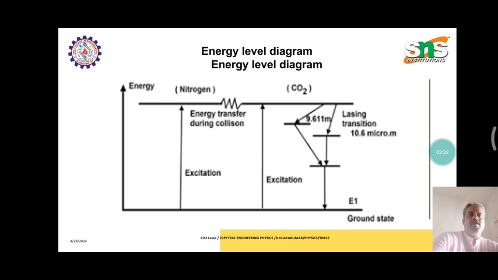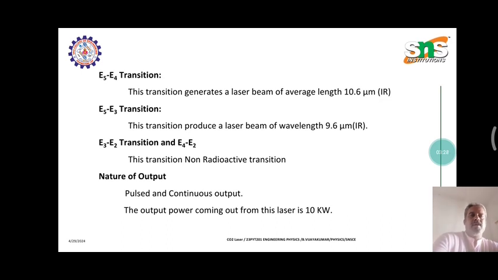This is the energy level diagram of the CO2 laser. Three transitions are formed. One is E5 to E4, which generates a laser beam at a wavelength of 10.6 micrometer. The E5 to E3 transition produces a laser beam of wavelength 9.6 micrometer. And the transition from E4 to E2 is not a radiation, so that is called a non-radiative transition. The nature of output is pulsed and continuous, and the output power coming from the laser is 10 kilowatt.